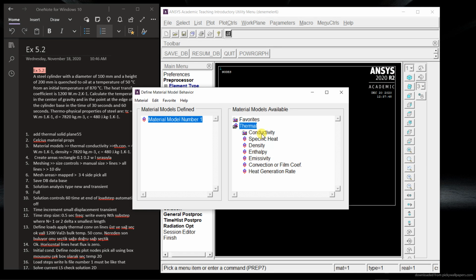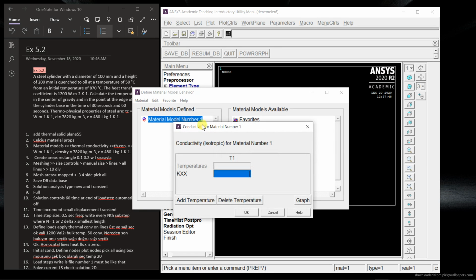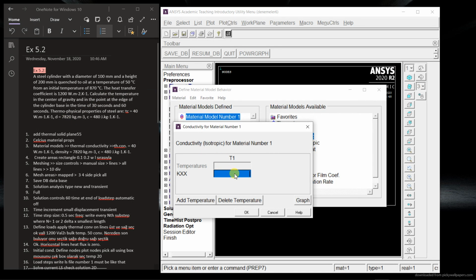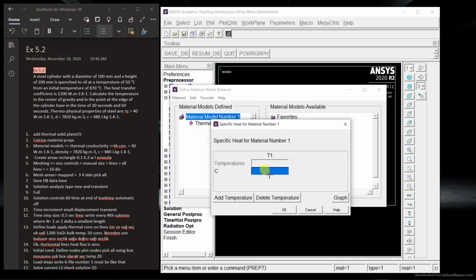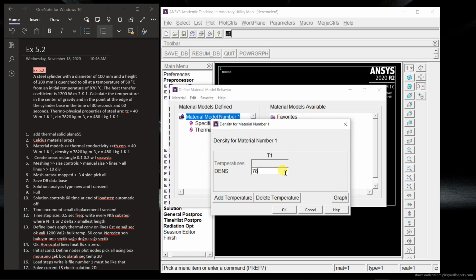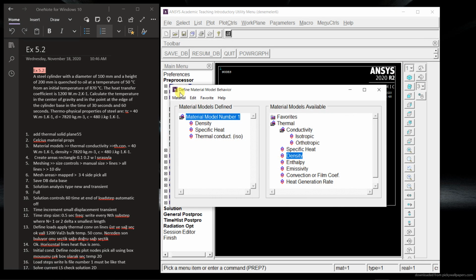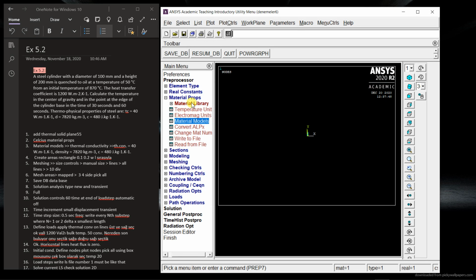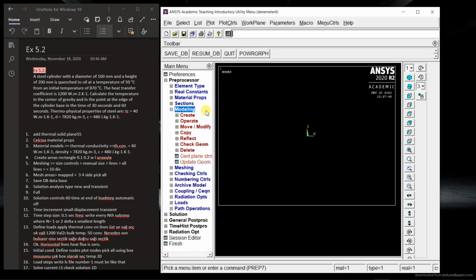Okay, so because these are Celsius, so material models, thermal, so we should define these features. So here our conductivity, what was our conductivity, is here, so 40. Okay, and then specific heat, so this is 480, and then density, so 7820, and that's it. Okay, so we have just one material, so I defined just one material, so keep going, and then we can continue with modeling.